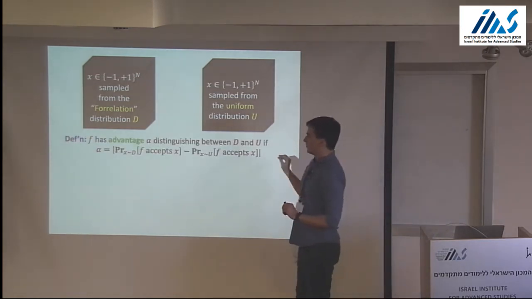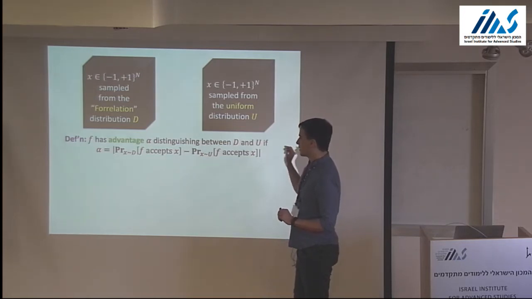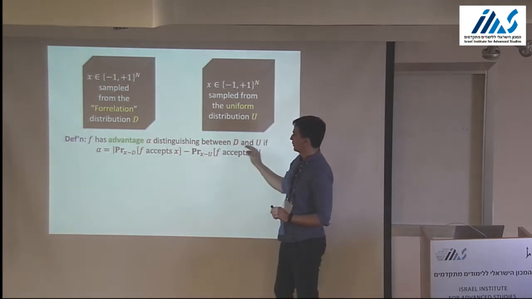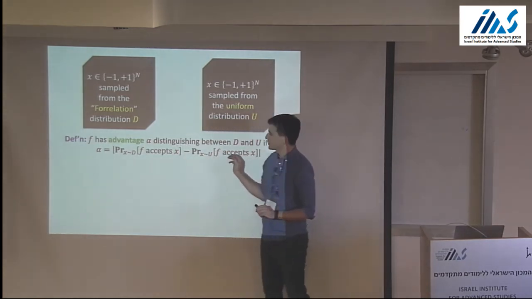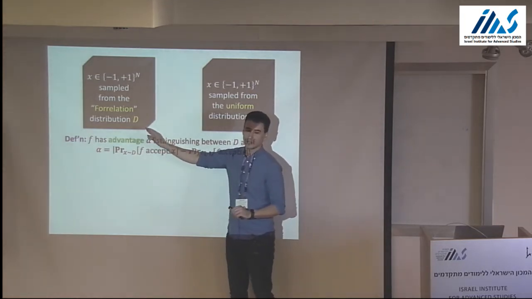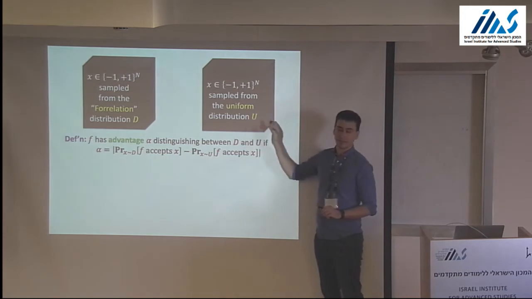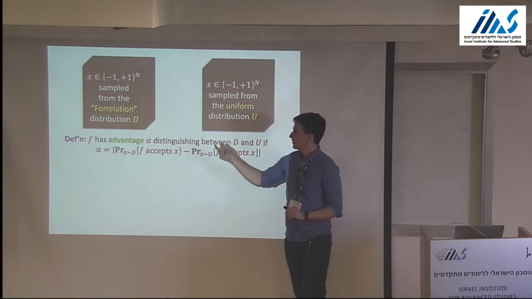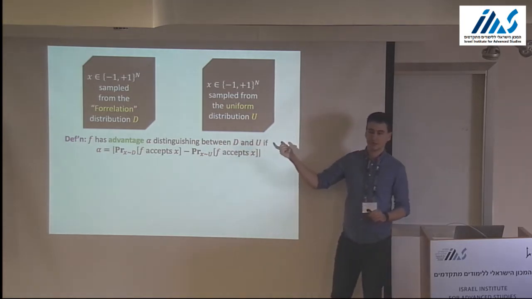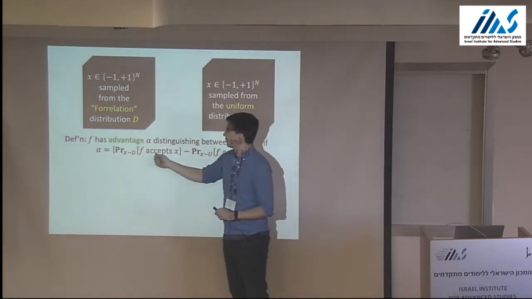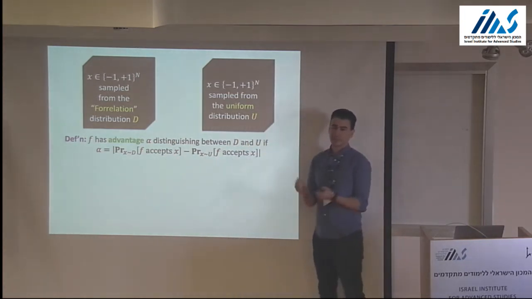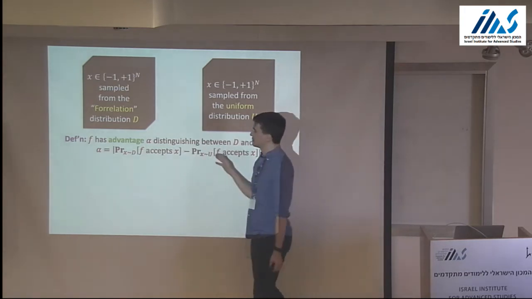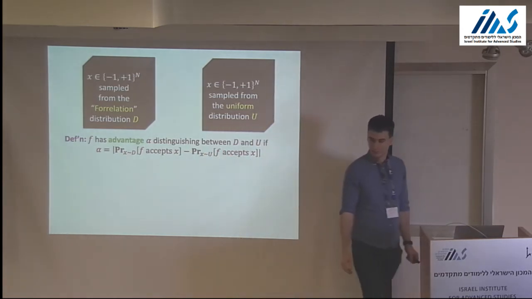I want to say what will be our main statement. So first, a definition. We say that an algorithm or a function f has advantage alpha distinguishing between these two black boxes when alpha measures the probability that f accepts an input from this black box minus the probability that it accepts an input from this black box. Okay, and we think of winning this game as equivalent to having alpha big, right? So if we accept with high probability here and with low probability here, then the advantage is big. On the other hand, if we cannot tell the difference between the two black boxes, then these two probabilities will be roughly the same, and then alpha will be very, very small.